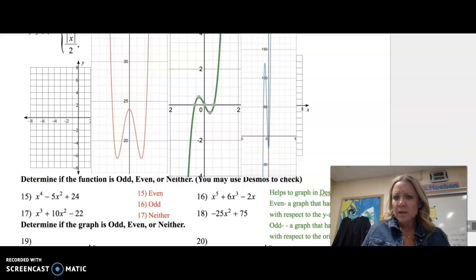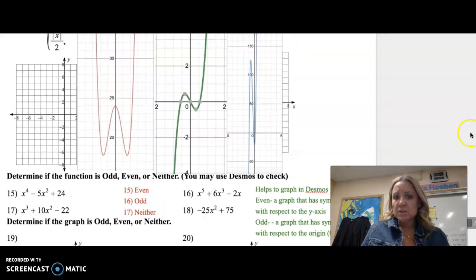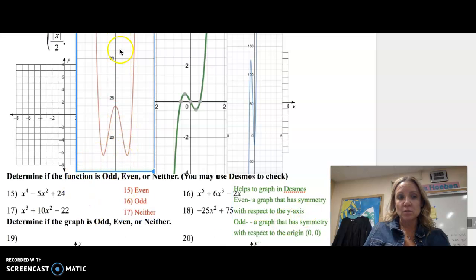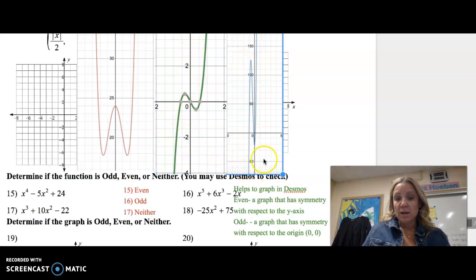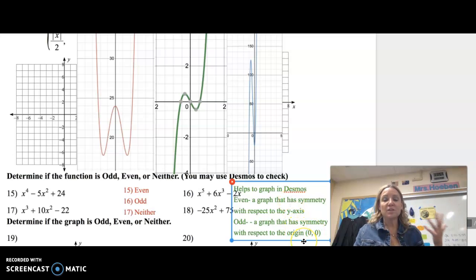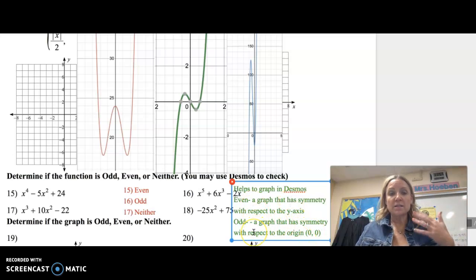And then if you follow the notes, you will see that for a function to be even, it's going to have symmetry with respect to the y-axis. The y-axis is the axis going up and down, the one in the middle right here. Okay, so an odd function is going to have symmetry with respect to the origin, just at the 0, 0 center. And if it doesn't have either of these, either even or odd, it's going to be neither.